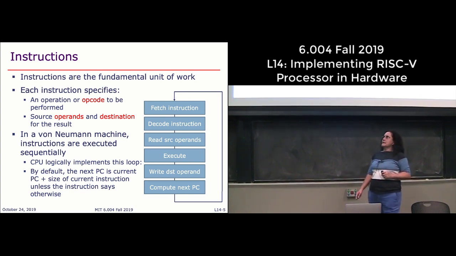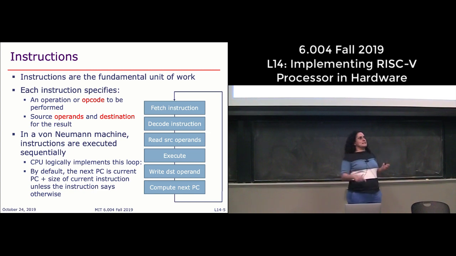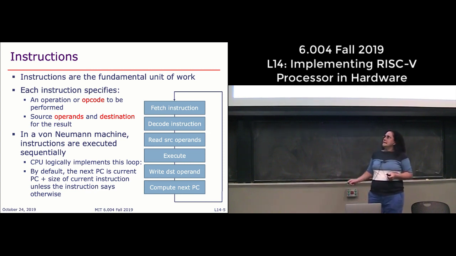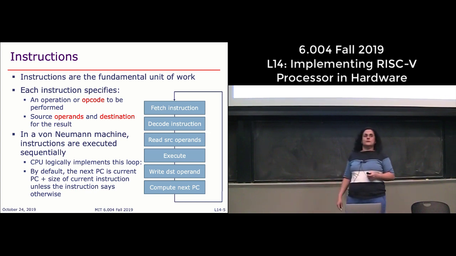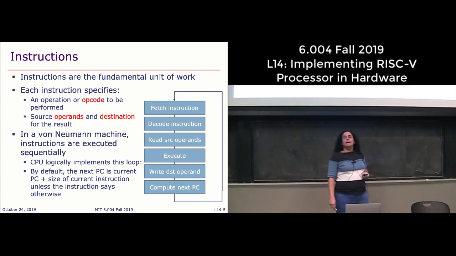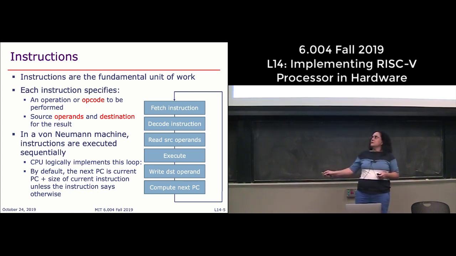So what do you do first? First, you fetch the instruction that the program counter is pointing to from the instruction portion of your memory. Then you decode that instruction in order to figure out what those ones and zeros correspond to in terms of operations and source operands and all that. Next, you read your source operands. Now you actually execute the operation that it asked you to perform. Then you write the destination. And finally, you compute what the next PC value is going to be.